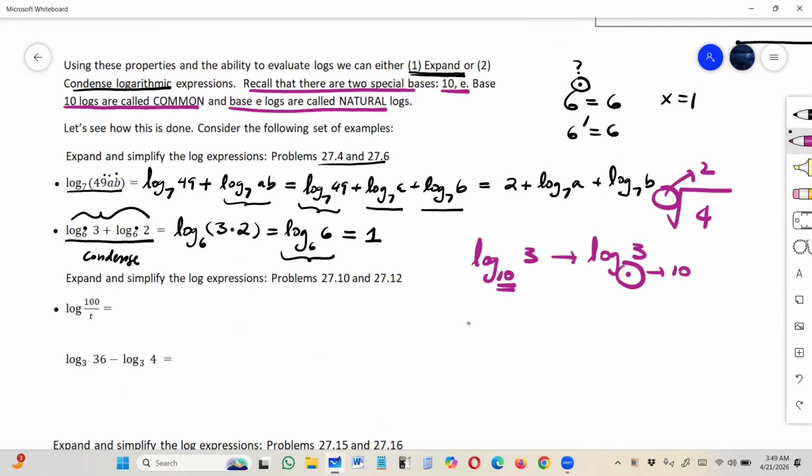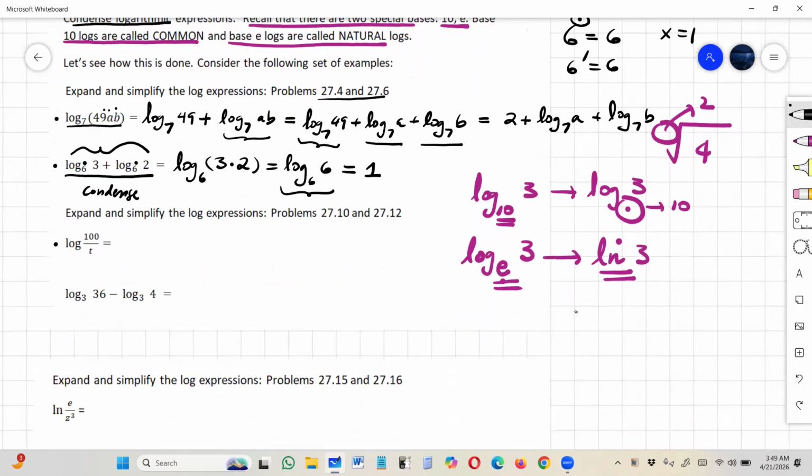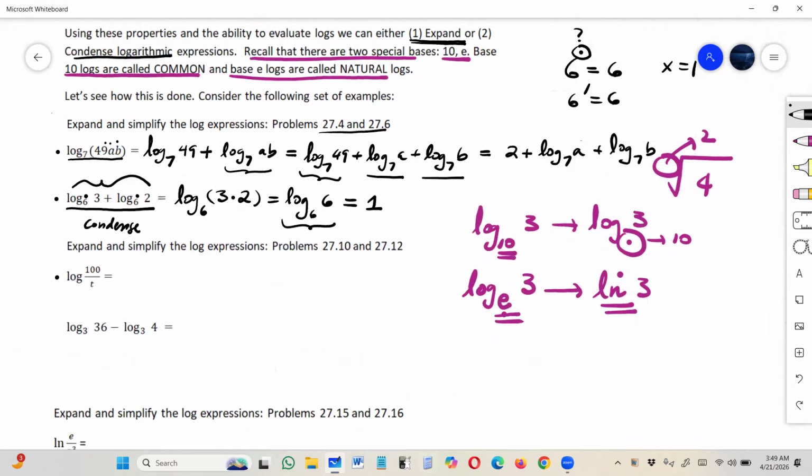Now, in the case of natural logs, we don't write them this way, log base e. We have a special notation for that, and that is ln, natural log. So if you see ln, that means this is a natural log, which means the base is e. All right, so now that we recall this information, let's see if we can do these problems right here.